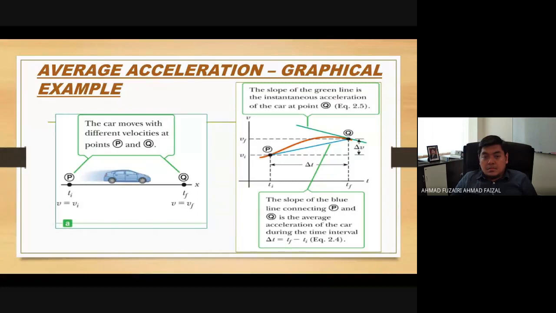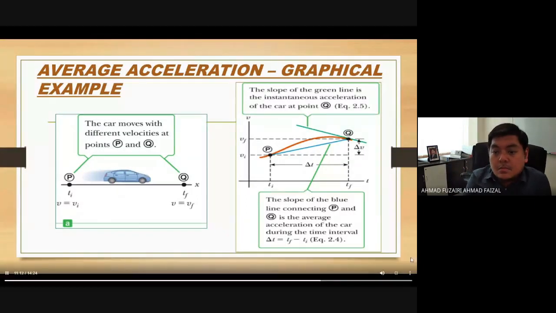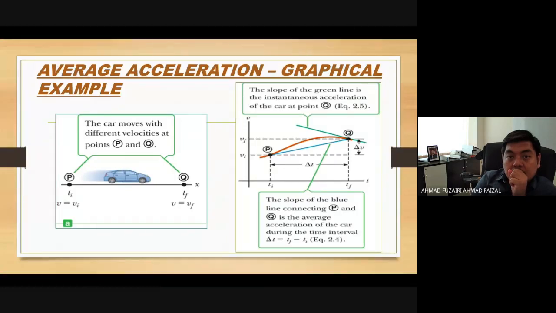The explanation for both average acceleration and instantaneous acceleration can be shown from the graph of velocity versus time. As you can see here, the slope of the green line is the instantaneous acceleration of the object. Meanwhile, the slope of the blue straight line between points P and Q is the average acceleration of the object.